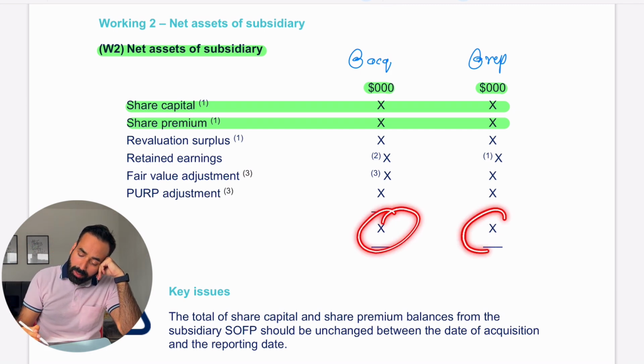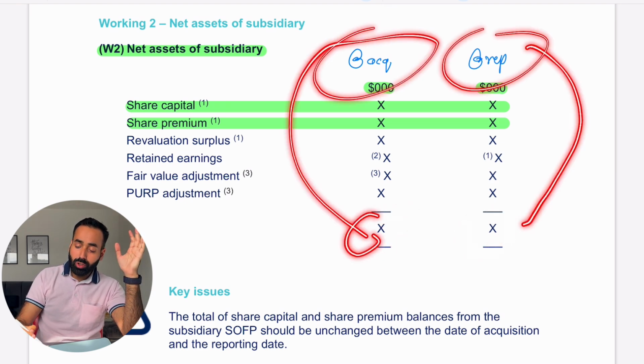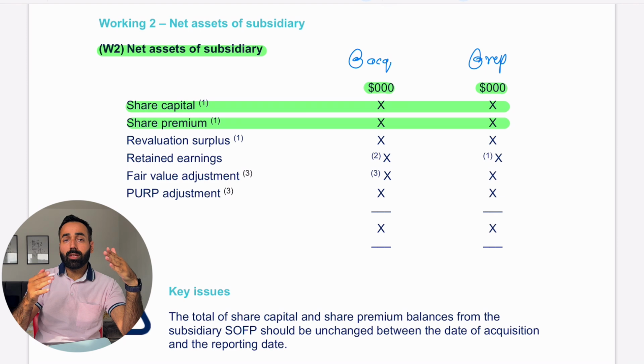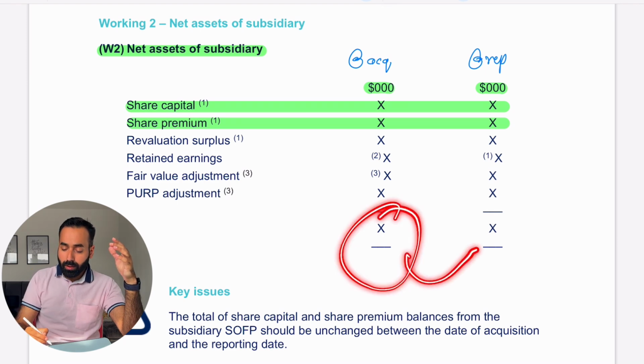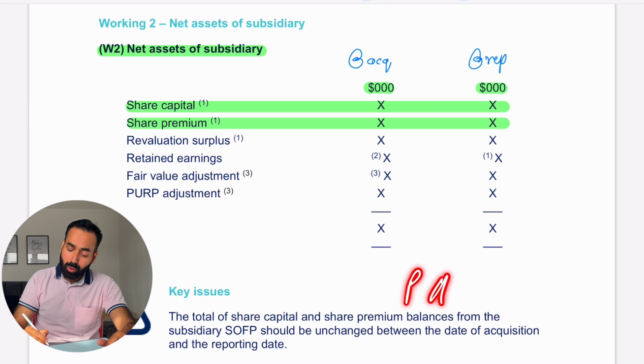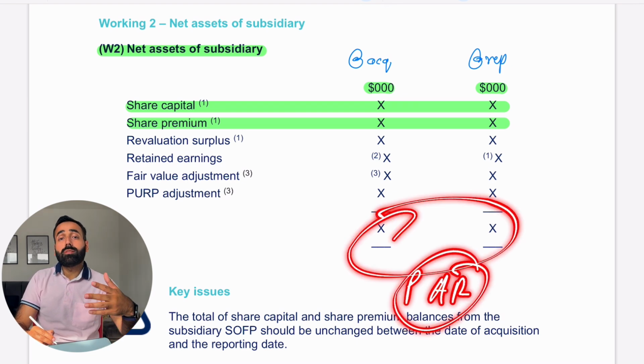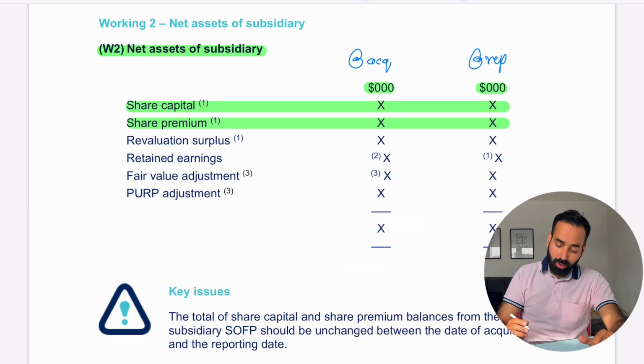At the end, you can see you have got 2 values: at acquisition date here, and at reporting date here. Next, you need to look at the difference between these 2 values, because that is known as your post acquisition reserve. So that difference between these 2 values is known as your post acquisition reserve.